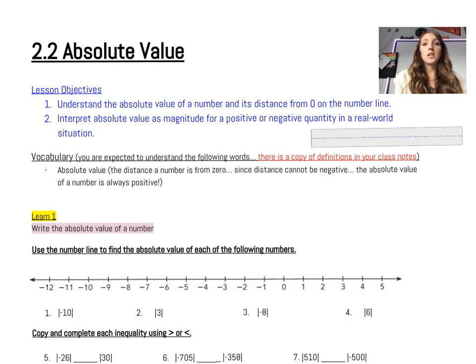Today we are starting notes for section 2.2, and section 2.2 is going to be all about absolute value. This should be a term that we are somewhat familiar with as we've been practicing our vocabulary throughout this whole unit, but today we're going to look at what absolute value really is.